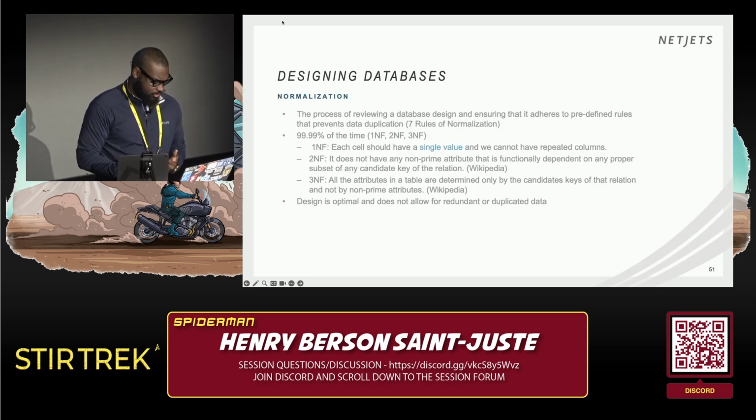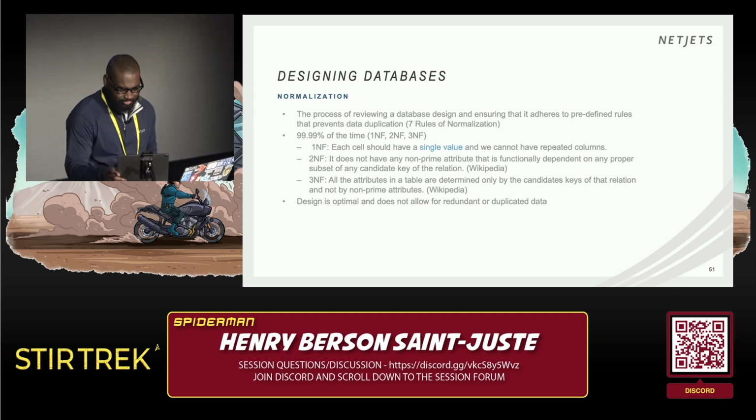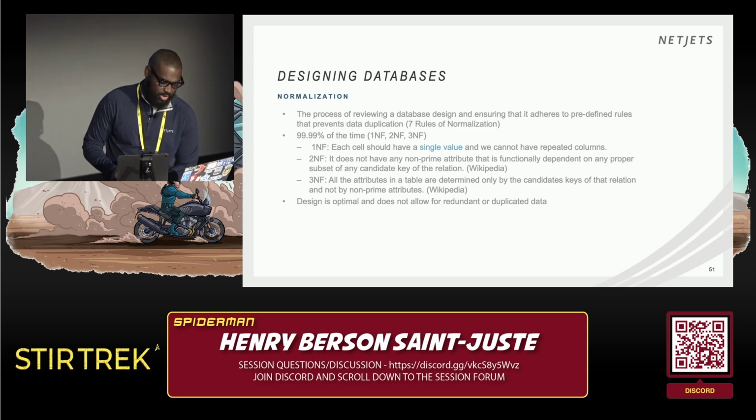The second normal form states that it should not have any non-prime attribute that functionally depends on any proper subset of any candidate key of the relation. That's a mouthful. So what does that mean? It just means that each table should describe one entity, and every column in that table should describe that entity.